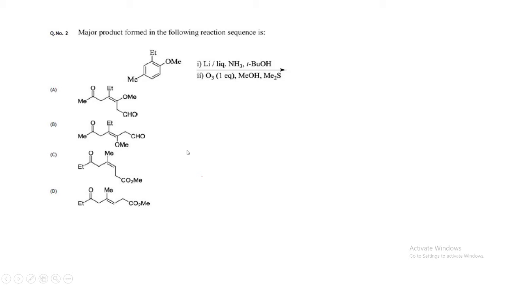In this question, it is asked, a major product formed in the following reaction sequence. There is a starting material, and we have reagents. The first reagent is given lithium in liquid ammonia, tertiary butanol, and in the second part it is given ozone in presence of methanol and dimethyl sulfide.